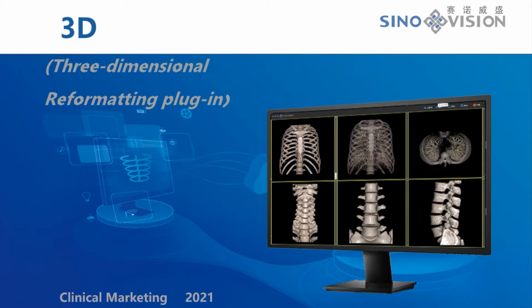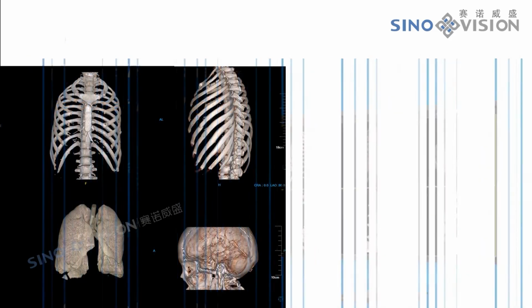Today I will introduce the function and the operation of the three-dimensional reformatting plugin, also referred to as the 3D. The plugin is included as one of the advanced applications in Cinovision's IVW workstation. It mainly contains the volume rendering technique VRT and the shaded surface display SSD technology.